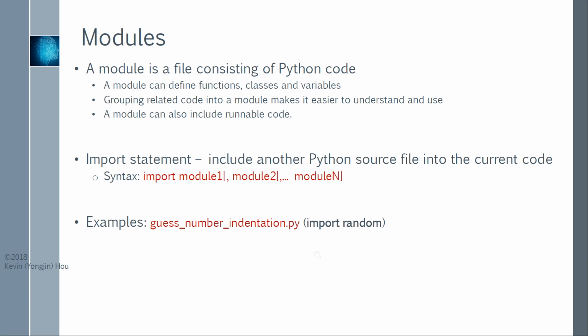The way you use modules is with import. You import module 1, 2, 3, or as many as you want, and you put a comma in between to separate them. To look at module import, we're going to look at one example, the guess number program. The Python program we looked at last time imports the random package, the random module. We're going to take a look at this particular Python code.